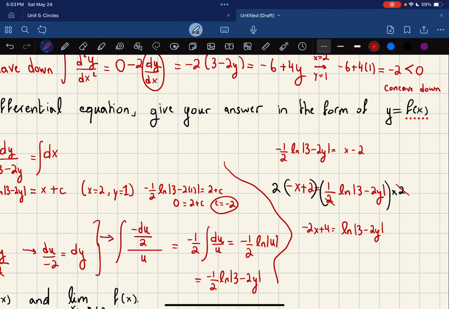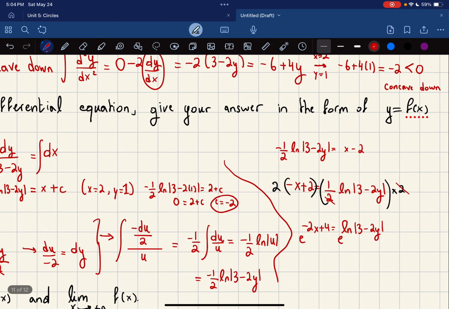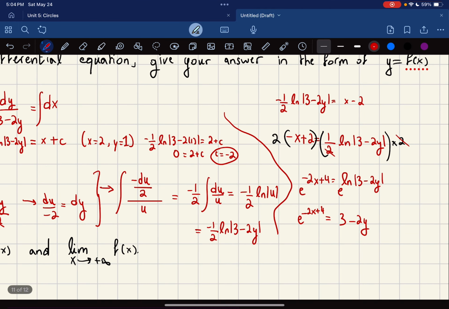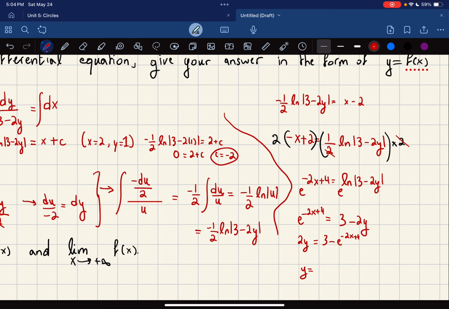Now, in order for me to eliminate the ln, I'm going to put everything to the power of e. So it's going to be e to the power of minus 2x plus 4 equals 3 minus 2y. So now after you rearrange the equation, 2y is going to be, from this side, equals 3 minus e to the power of minus 2x plus 4. Divide both sides by 2 and you're done.